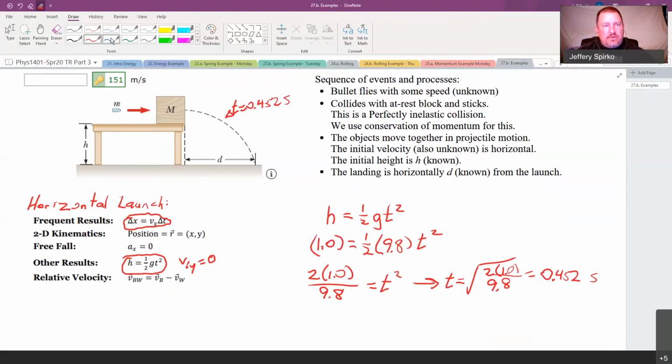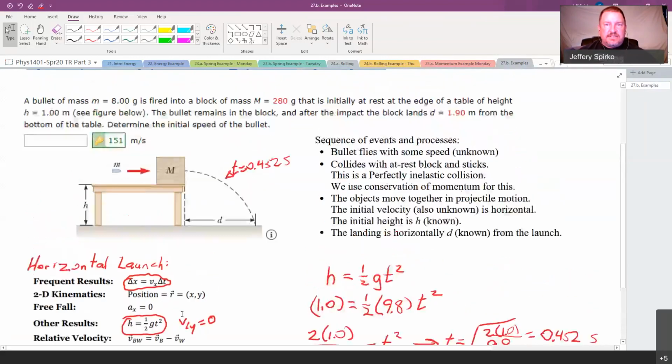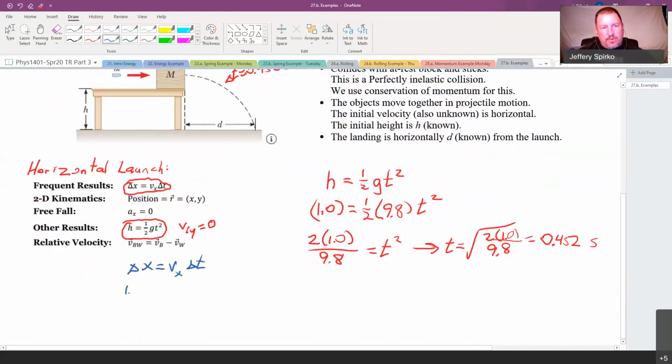The next thing we have to think about is, now that we know the time, how delta x equals Vx delta t fits in. This delta x is our distance, d, 1.9 meters, is Vx times the time of flight, which is 0.452 seconds. So that tells us that Vx is 1.9 divided by 0.452, which equals 4.21 meters per second.